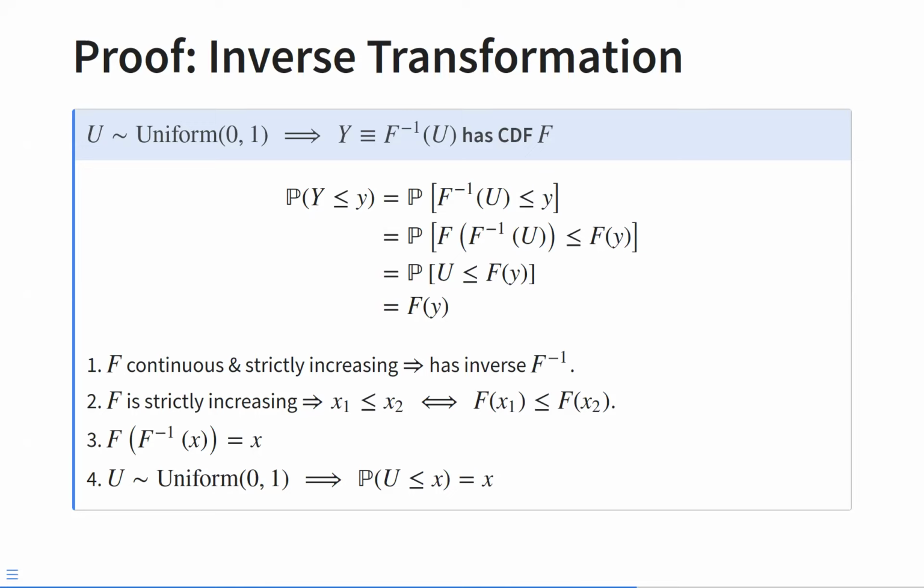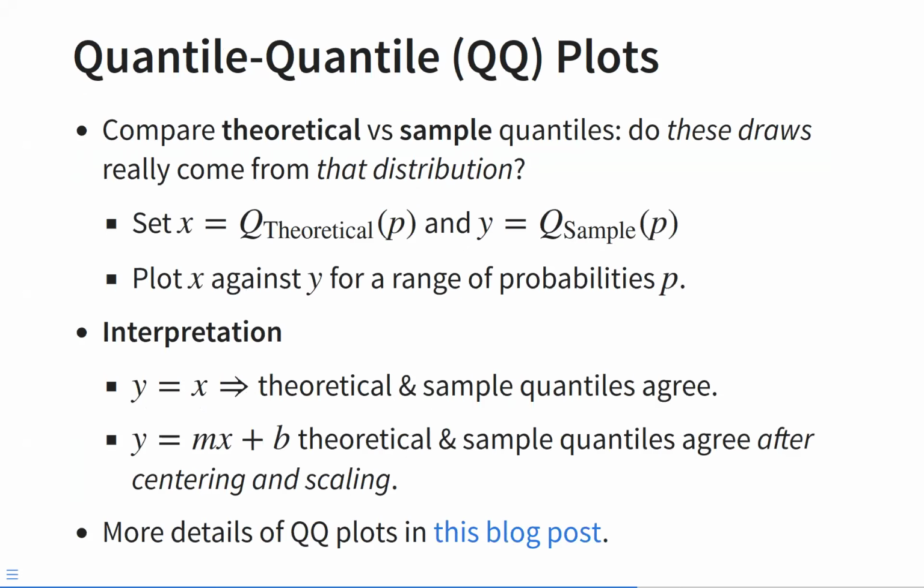Well, the CDF of a uniform random variable is very simple. The probability that U is less than or equal to little x is just x. And here, in the mathematics I've displayed in the middle of the slide, the role of x is played by F of y. So we have shown that the probability that capital Y is less than or equal to little y is exactly equal to F of y, proving that the inverse transformation method works as advertised.